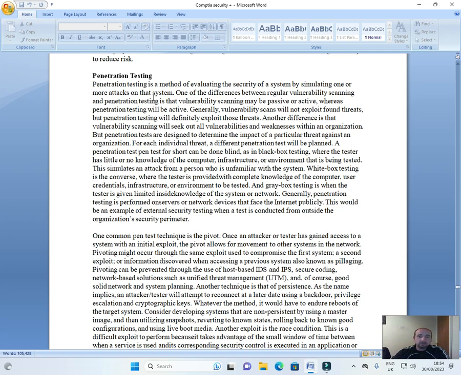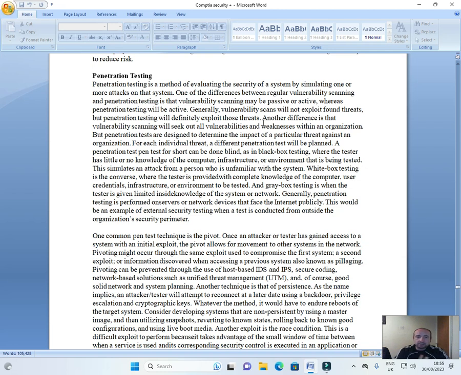Penetration testing. Penetration testing is a method of evaluating the security of a system by simulating one or more attacks on that system. One of the differences between regular vulnerability scanning and penetration testing is that vulnerability scanning may be passive or active, whereas penetration testing will be active. Generally, vulnerability scans will not exploit found threats, but penetration testing will definitely exploit those threats.